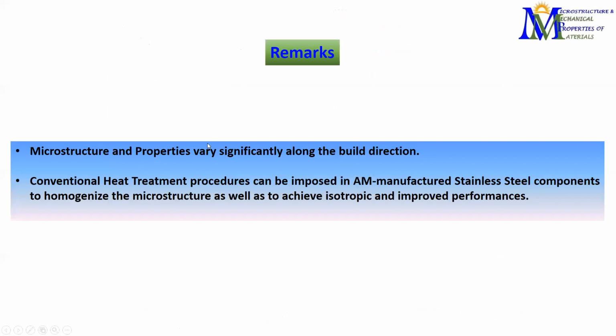Okay, so overall from these two steel studies, we can see that the microstructure and properties do vary along the build direction. We have seen this based on the top and the bottom. And we can also see that the conventional heat treatment procedures, those can be imposed on the additively manufactured stainless steel components to homogenize the microstructure as well as to achieve the improved performances and isotropic performances, most importantly.